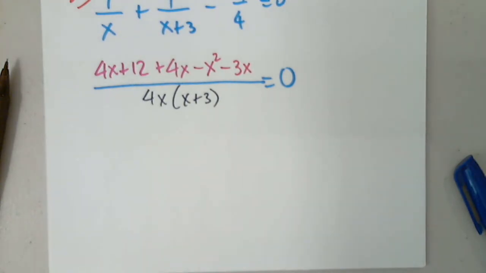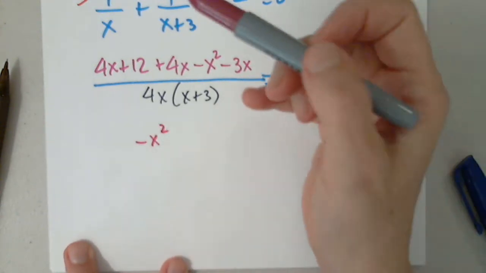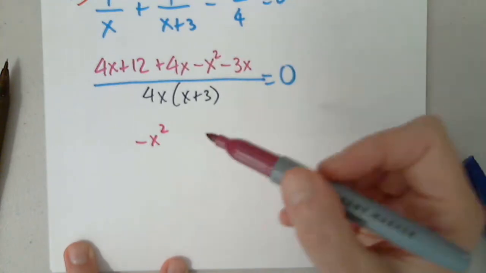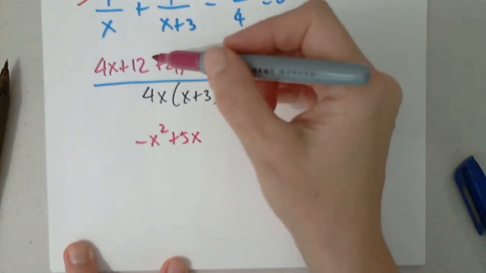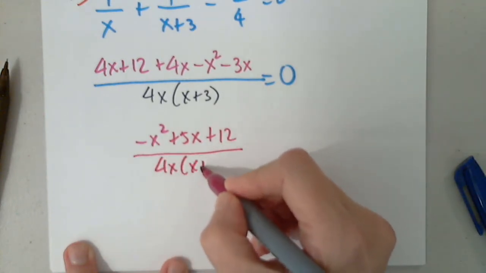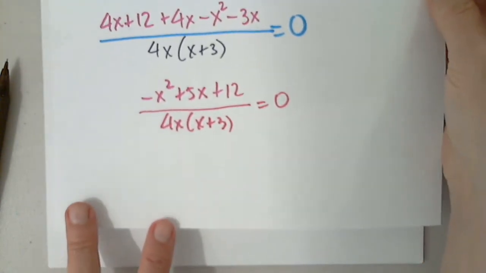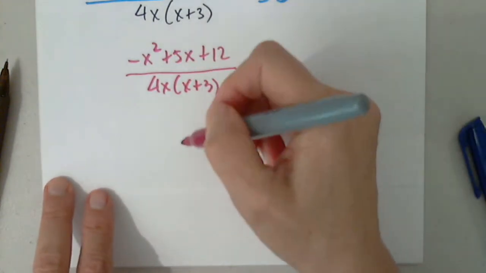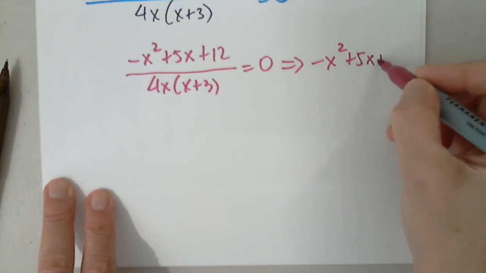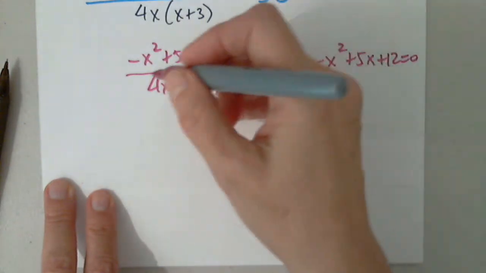At this point, combine like terms, present everything in the correct order. This is the first one. 4x plus 4x is 8x. 8x minus 3x is positive 5x, and then plus 12 over 4x, x plus 3 equals 0. Here I have two options. I either say a fraction is 0 only if the top is 0, or I put this over 1 and I cross multiply and I get the same thing.